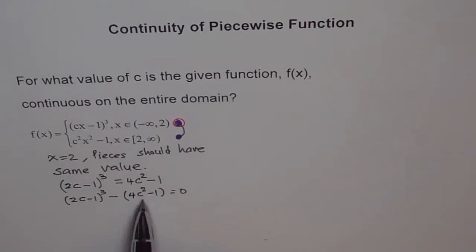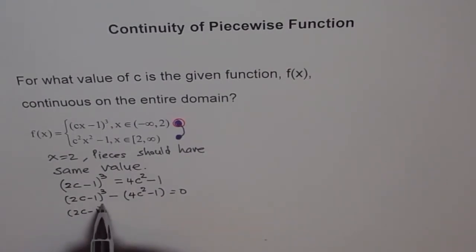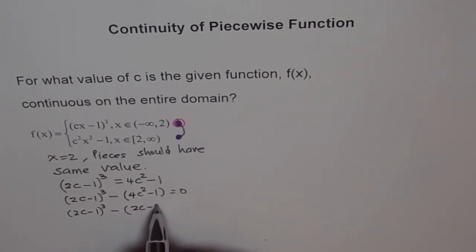Now this can be factored, right? So I can write this as (2c − 1)³ minus, this can be written as (2c − 1)(2c + 1) equals 0. Do you see that part? So we can factor it because we have 2c − 1 common. Do you see that part?